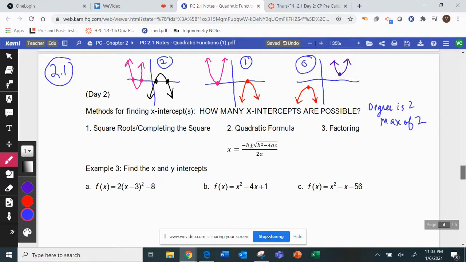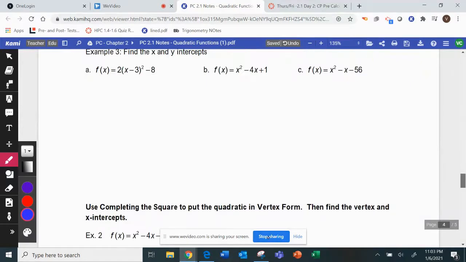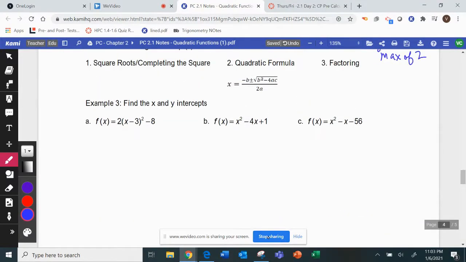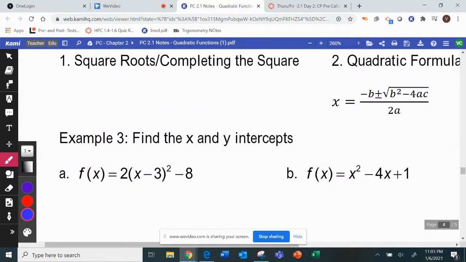So the next section is finding our x-intercepts, and we're going to find y-intercepts. And there's 3 different methods that I'm going to go through. Now, some of these methods work all the time. Some of them are just convenient in certain times. I'm going to show you each of the methods. So the first method is called square roots / completing the square. If you do not remember completing the square from Algebra 2, we are going to review that just below this example. But if you do complete the square, you can do this always. It always works.